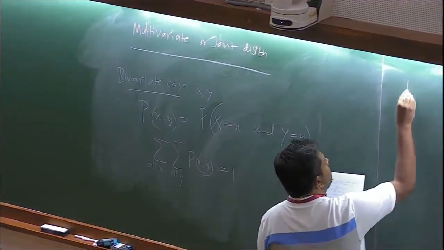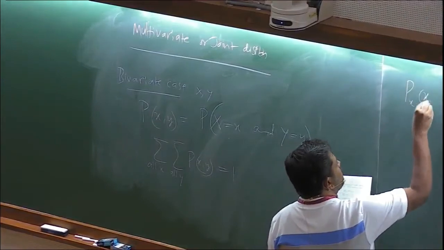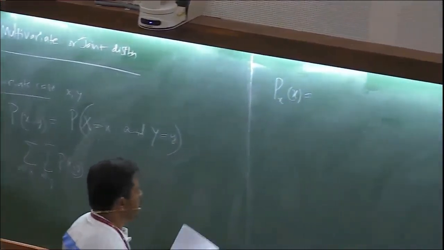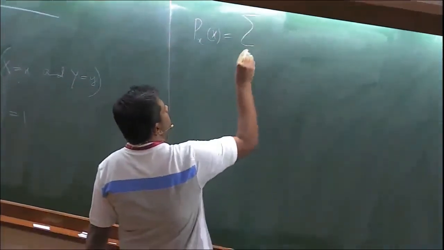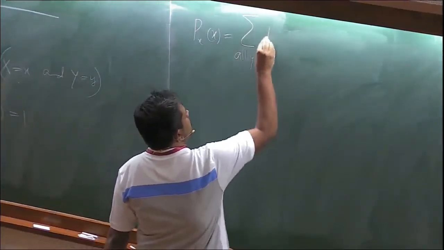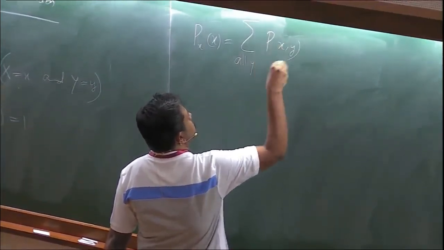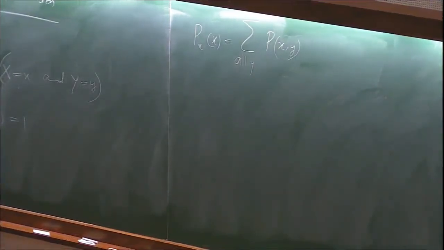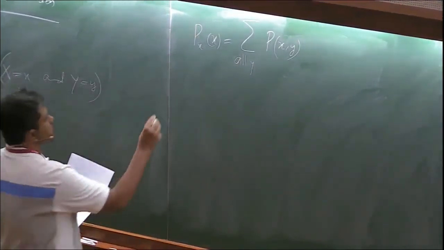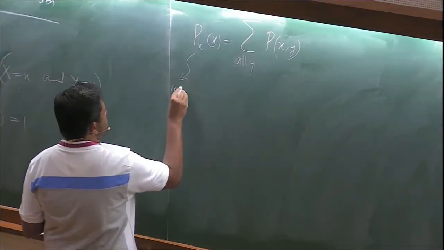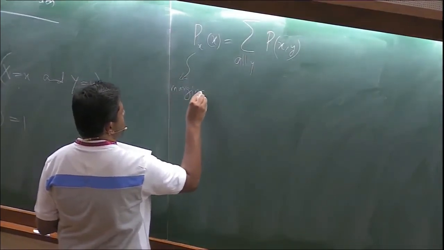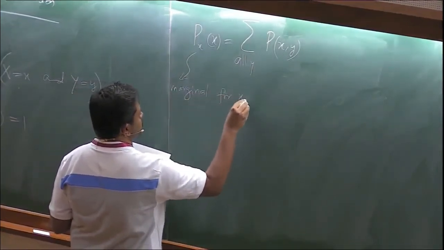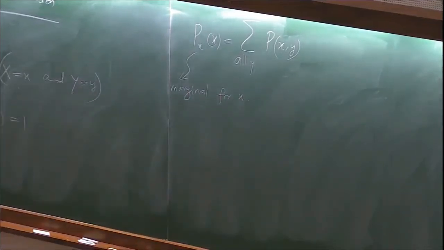So for example, you can look at the marginal distribution for x alone, which would be the following. You just don't worry about what value of y it takes, so you just average over all possible values of y, and that defines the marginal distribution for x. A similar thing for y.